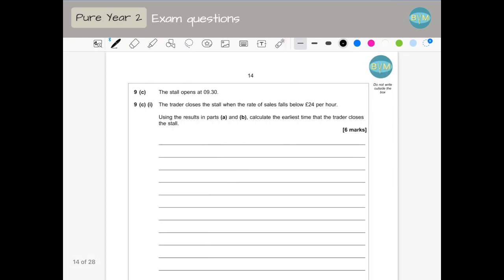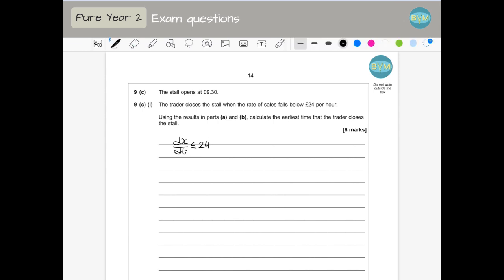And the next part says the stall opens at 9:30. The trader closes the stall when the rate of sales falls below £24 per hour. So when we have dx by dt below 24, or smaller or equal to 24.